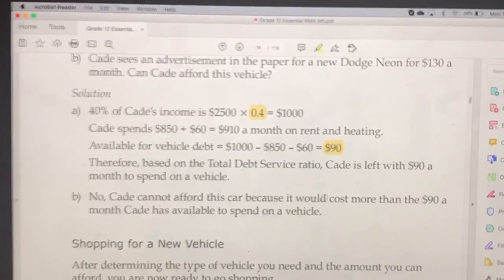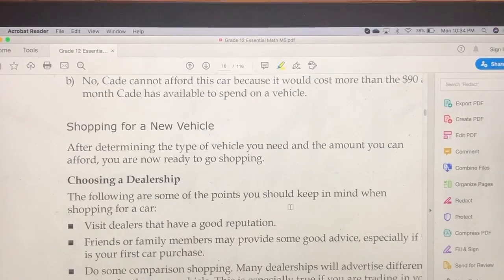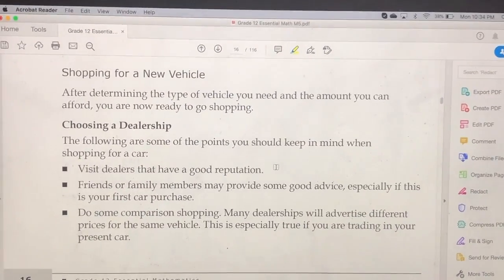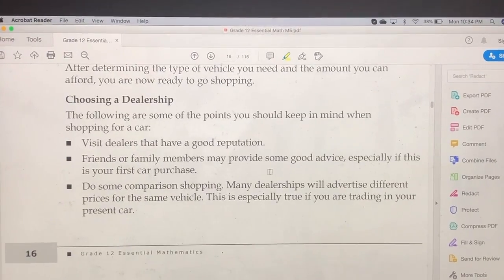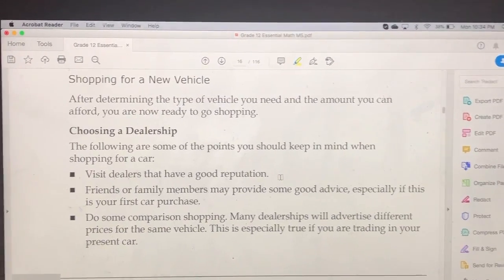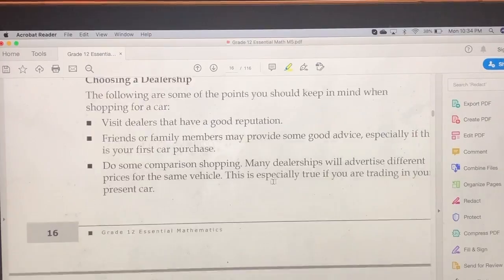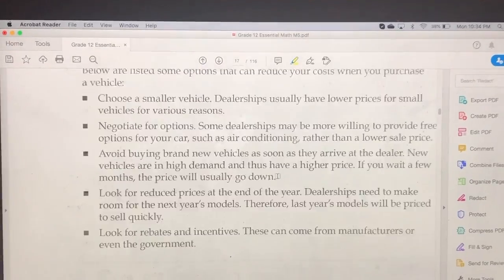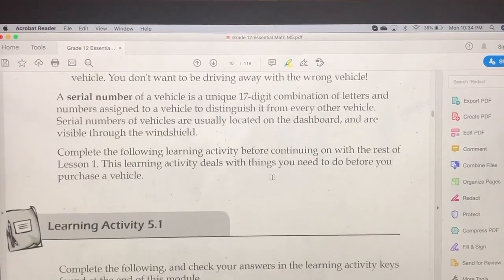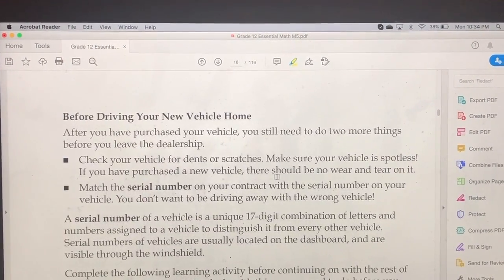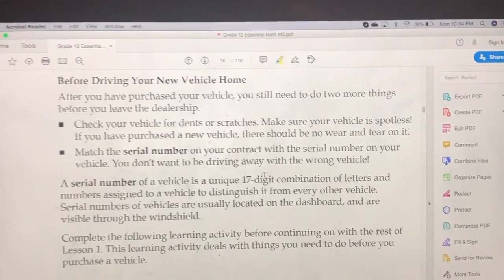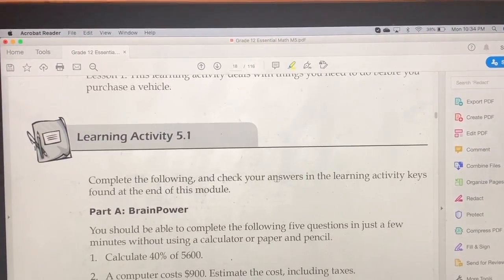Shopping for a new vehicle. So as I mentioned before, a lot of this is really information based. So all I'm asking you is simply just go through the notes, read them through. They should be pretty self-explanatory, but if you have any questions, just ask me. So it talks about saving money before you buy. Talks about before driving your new vehicle home. So some things to make sure you take into consideration there.